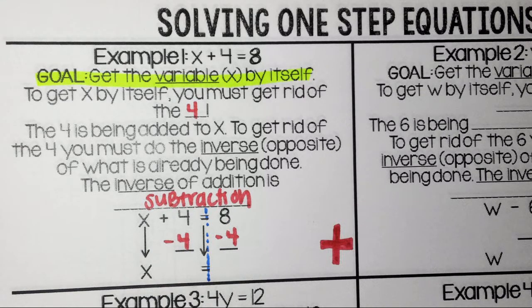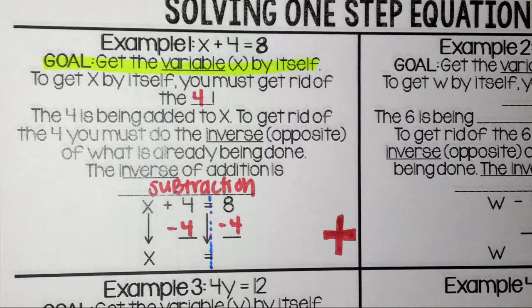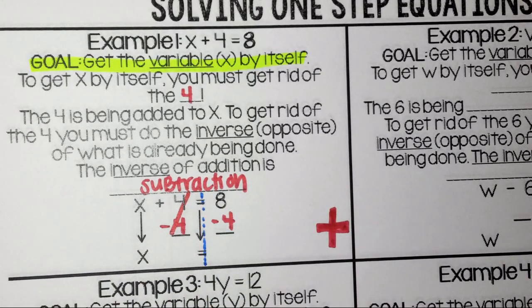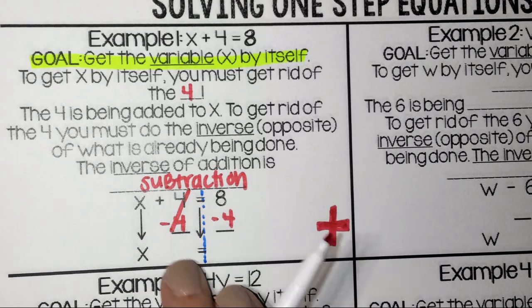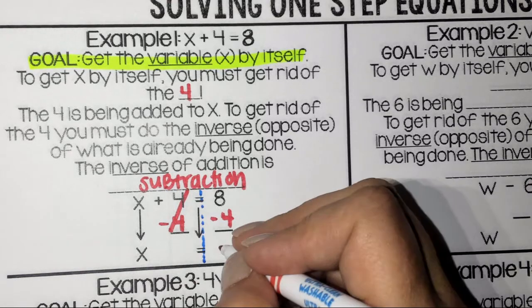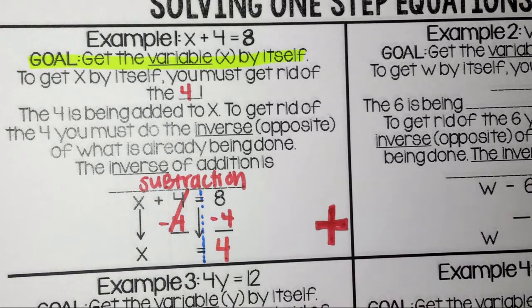Okay. So if I gave you 4 jelly beans and then I took 4 jelly beans from you, how many jelly beans do you have? 0. Okay. That cancels each other out. And I want you to show me that on your problem. Show me where that number cancels itself out, where it undoes the operation. So that leaves x by itself. And then what is 8 minus 4? 4. So this tells me in this equation, x is equal to 4.